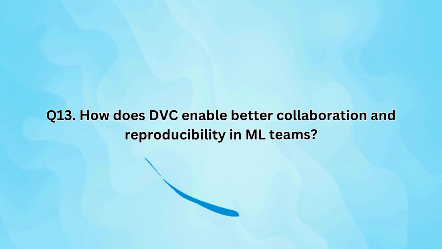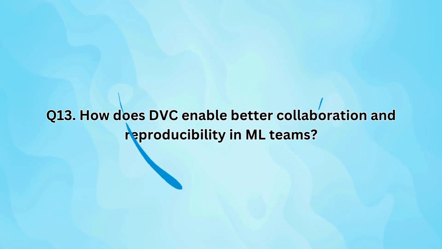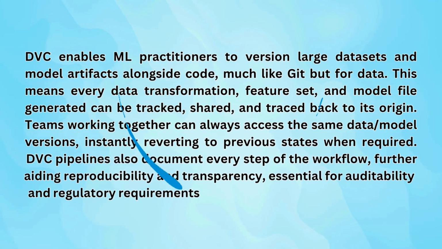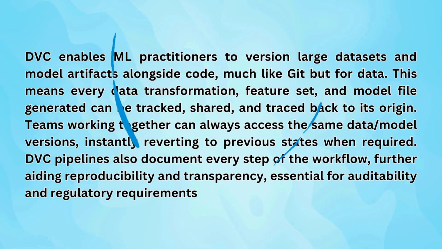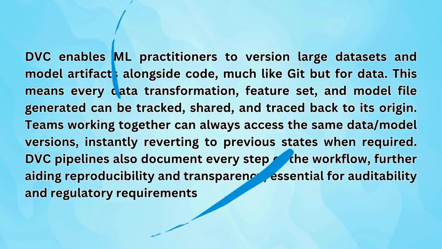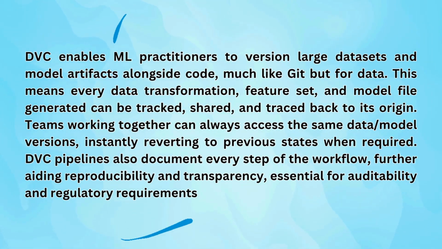How does DVC enable better collaboration and reproducibility in ML teams? DVC enables ML practitioners to version large datasets and model artifacts alongside code, much like Git, but for data. This means every data transformation, feature set, and model file generated can be tracked, shared, and traced back to its origin. Teams working together can always access the same data and model versions, instantly reverting to previous states when required. DVC pipelines also document every step of the workflow, further aiding reproducibility and transparency, essential for auditability and regulatory requirements.